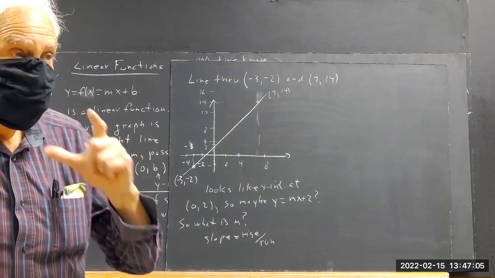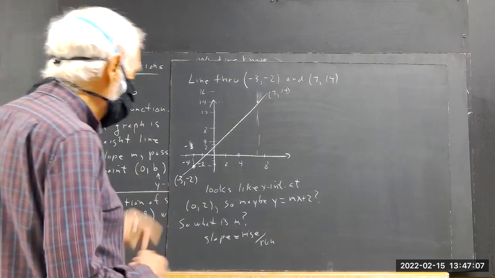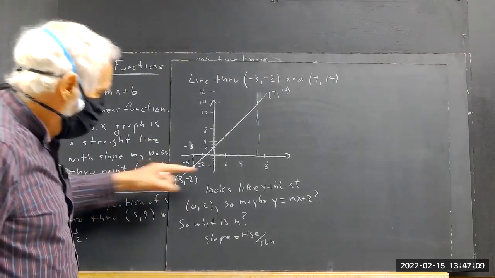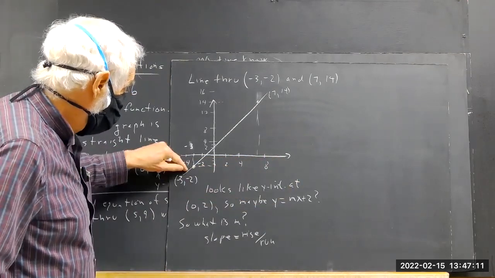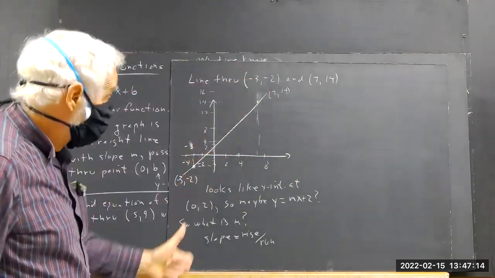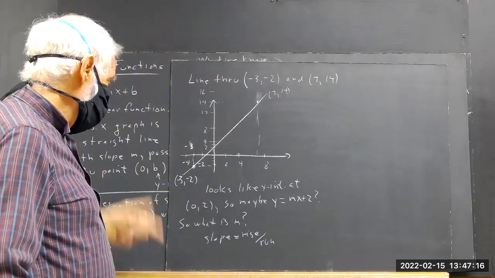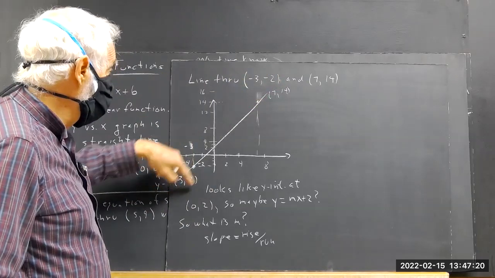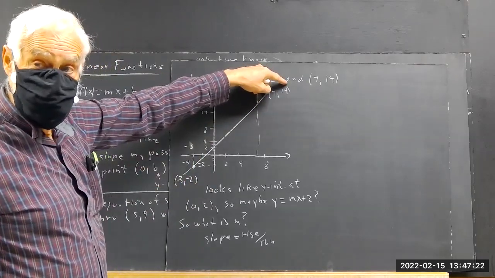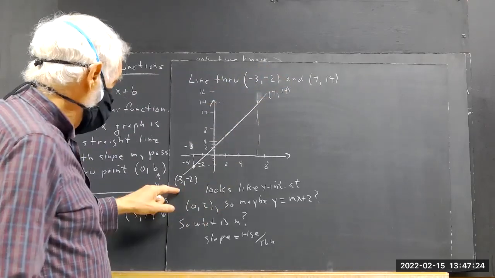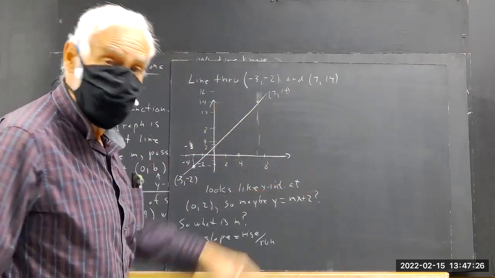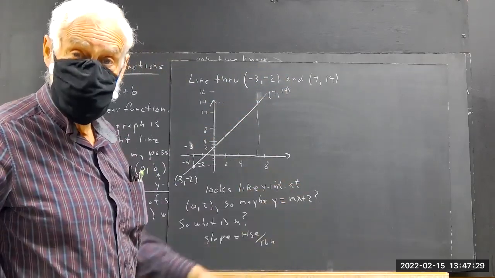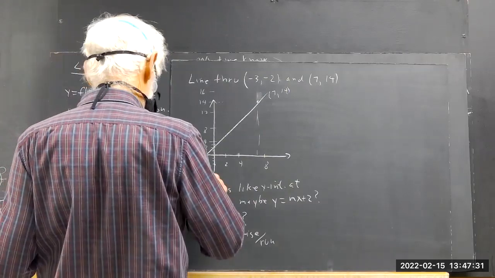Okay, so the run is 10. How did you get that? Well, the run is how far you got to go in this direction to get from here to here. And the rise is how far you got to go in this direction. You can see the rise from -3 up to 14. From -2 up to 14, you got to go 16 units, right? And from -3 up to 7, that's in this direction, you got to go 10 units.